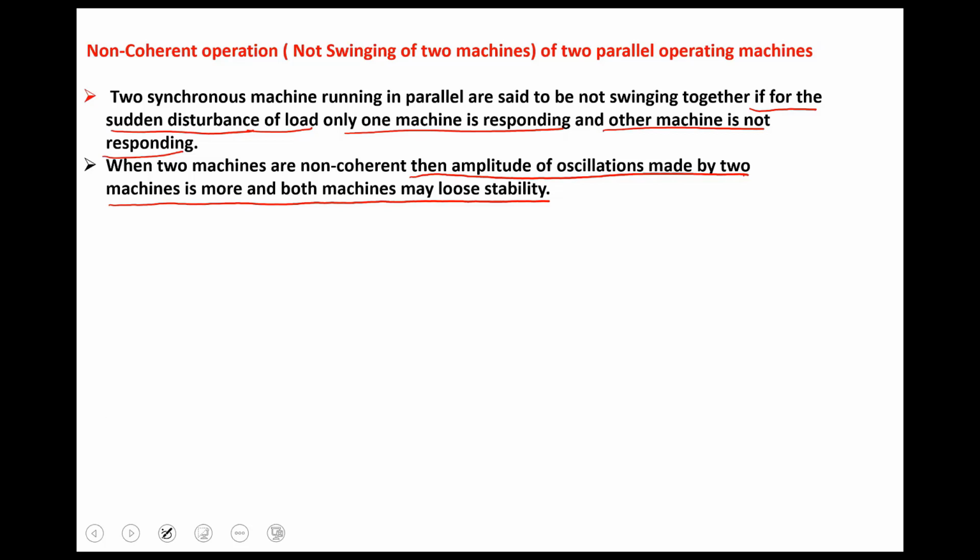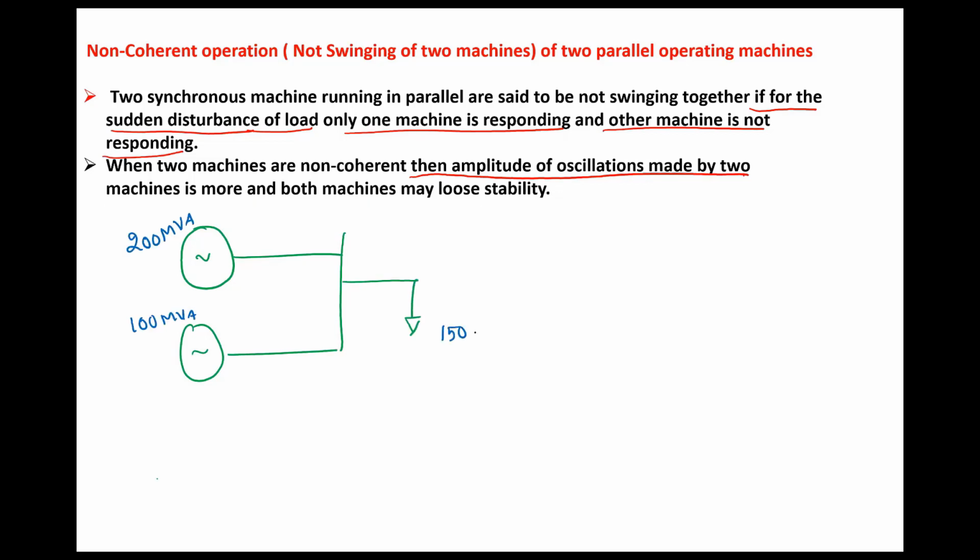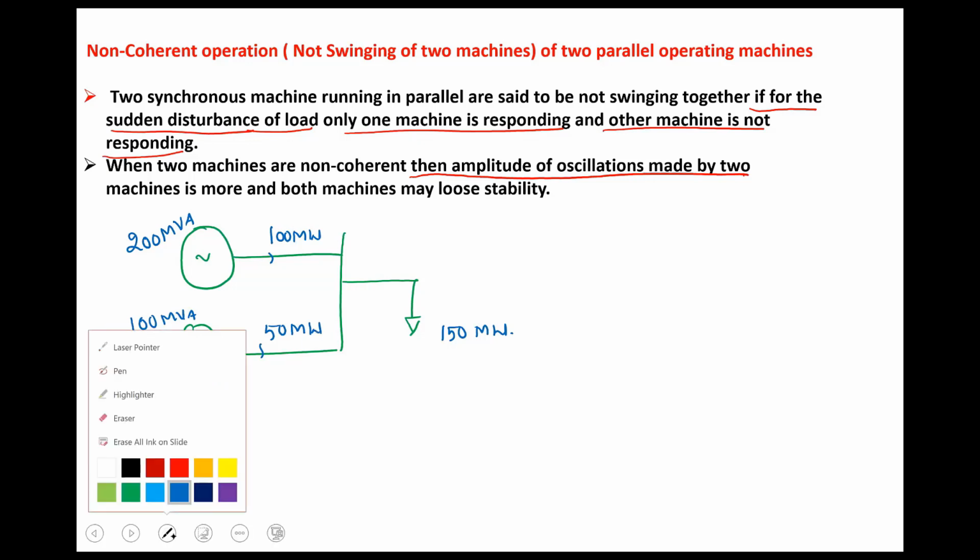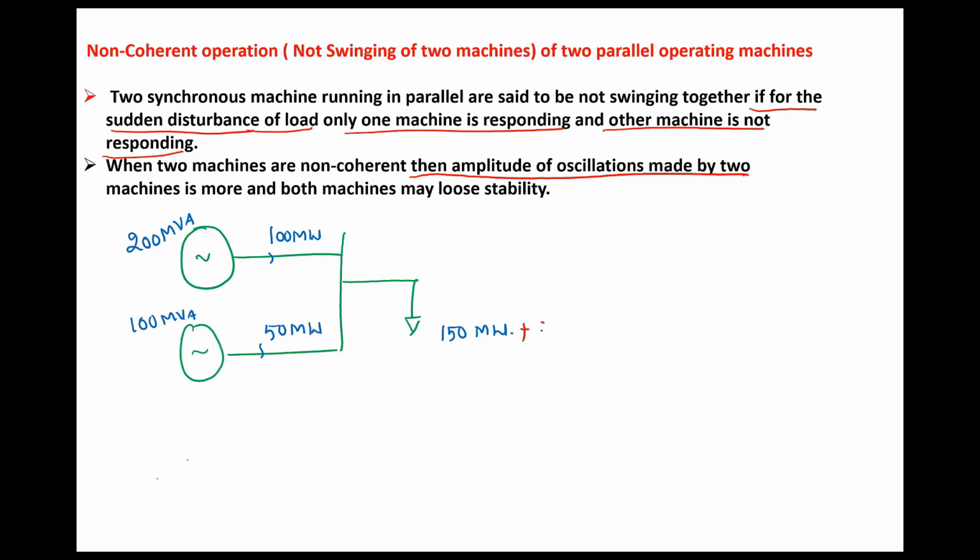So here again, if I take two machines, let us take the same example. The total load is 150 megawatt. So initially this machine is supplying 100 megawatt and this machine is supplying 50 megawatt. So if a sudden disturbance of 30 megawatt comes, then only this machine is taking all the 30 megawatt, whereas this machine is not at all responding. Then we say that the two machines are not in coherent operation. Then in this case, what will happen?